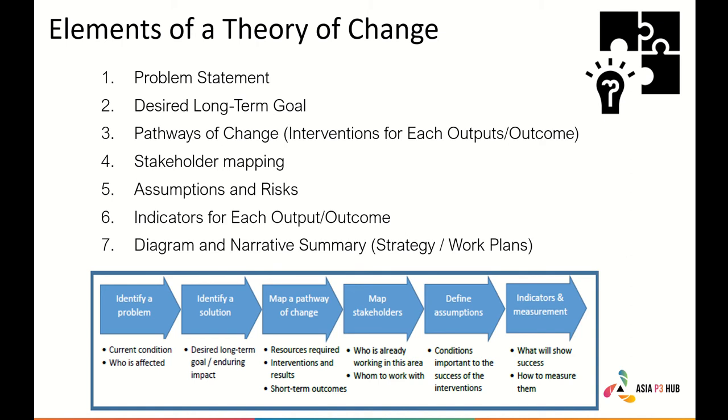A complete theory of change should be based on these 7 elements. Problem statement. Theory of change should be grounded on a clear problem to be addressed. It is easy to be tempted to just jump into solution. That is our human nature. However, it is really important to really define the problem that we want to solve.